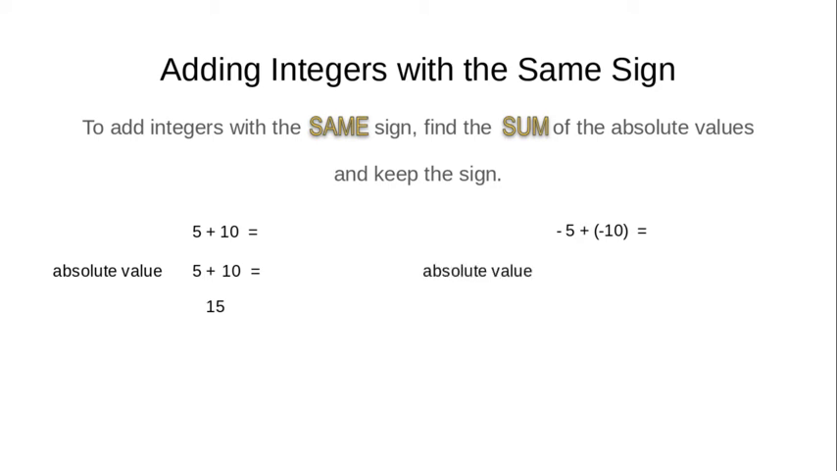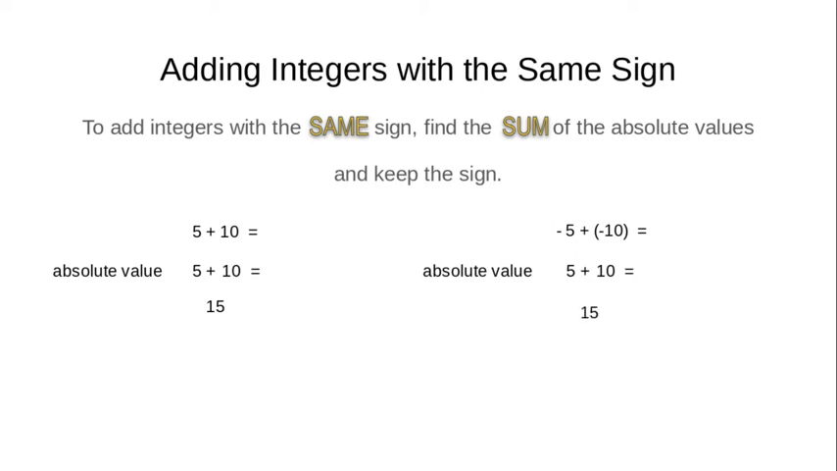The absolute value of negative 5 is 5 because negative 5 is 5 places to the left of 0 on a number line, and absolute value is always positive. The absolute value of negative 10 is 10 because negative 10 is 10 places to the left of 0 on a number line. Now let's find the sum of the absolute values. 5 plus 10 equals 15.